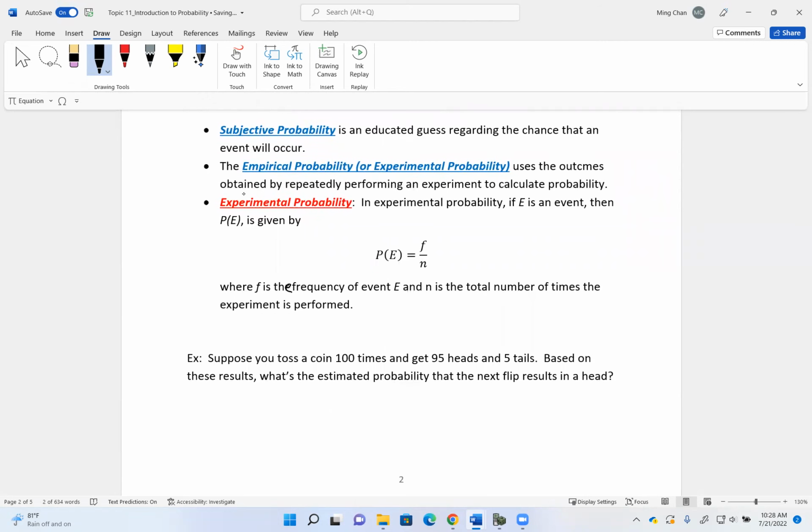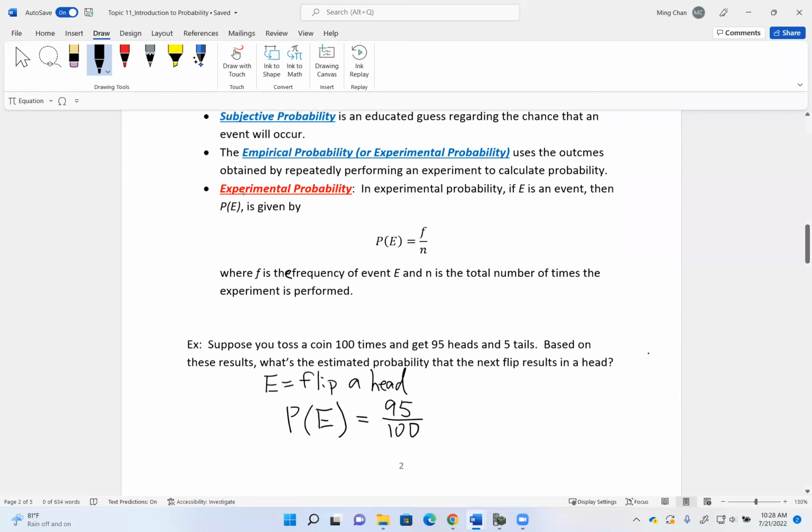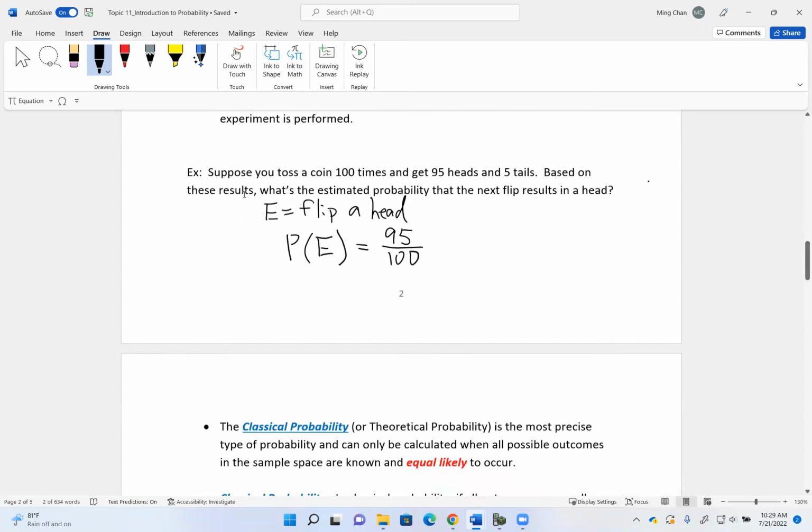For example, suppose you toss a coin 100 times, and out of the 100 times, you get 95 heads and 5 tails. Based on the results, what is the estimated probability that the next flip will be a head? My event E is defined as flipping a head. So the probability of the next flip being a head is 95 out of 100. The empirical probability is the frequency of something occurring divided by the total number of experiments performed, or the trials. It's based on the experiment.